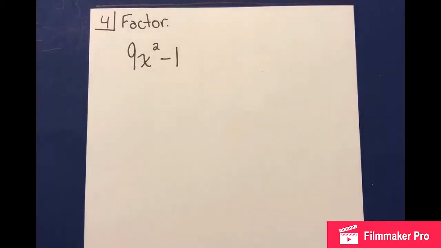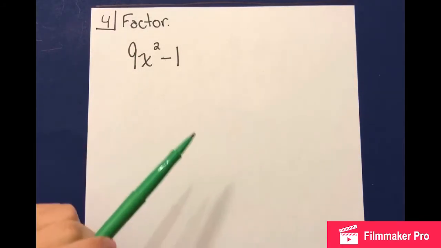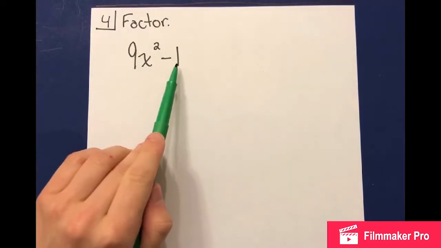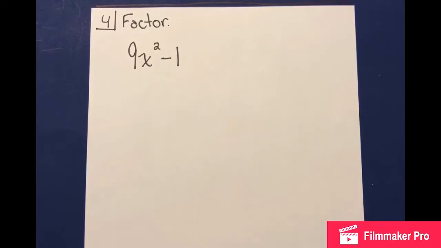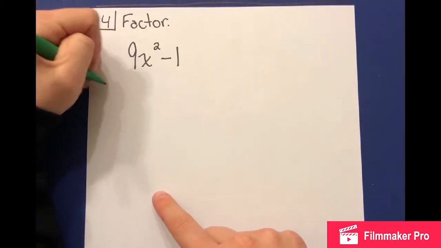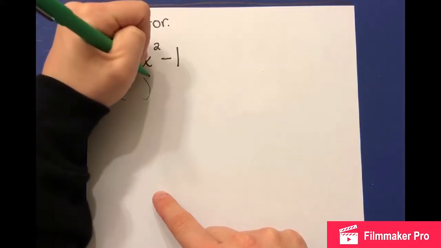Let's look at one that is a little bit trickier because it has a term in front of the x squared. Well, I'm still thinking, I have a subtraction sign here, so I'm thinking difference of squares. Well, let's look. 1 is squared. It actually is, because it's 1 times 1. So in this case, let's look. What could I break this into?